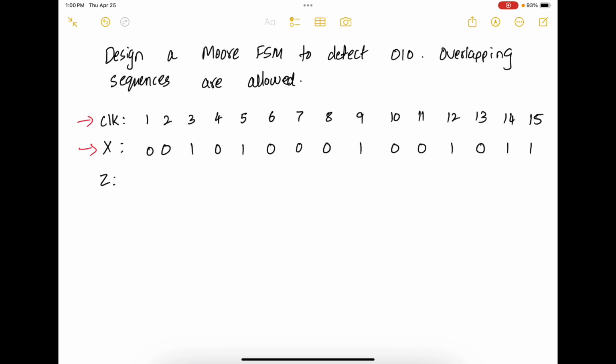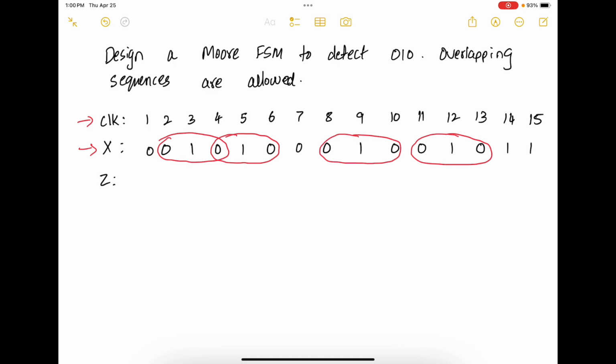Now the first instance that you see the sequence 010 is this one here. The second instance is this one. Remember, overlapping sequences are now allowed. This is the third instance. This is the fourth instance.